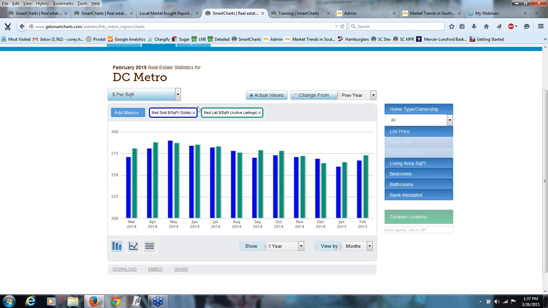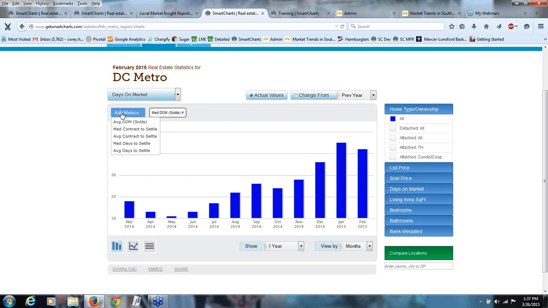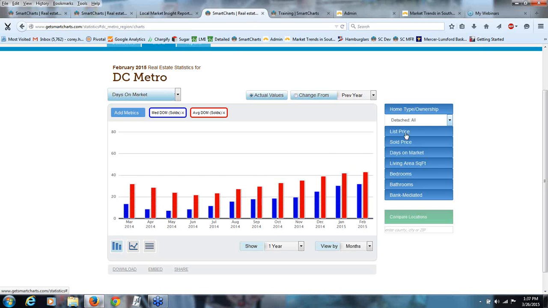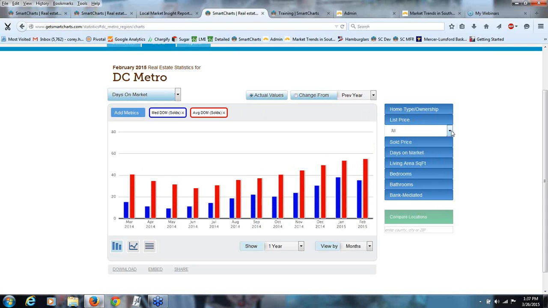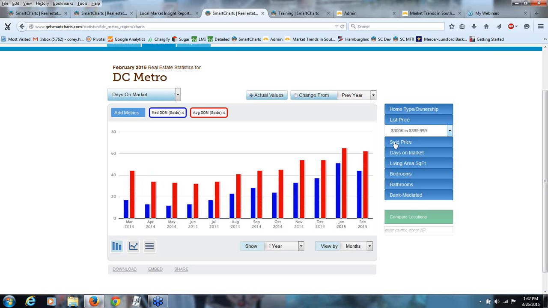But I can switch this over. Like if I'm looking at median days on market, and let's say that I have median days on market and average days on market turned on, for whatever reason. So the median's 42 days, the average is 67 days for all homes. I can't chart what this looks like for townhouses versus detached homes. But what I can do is pick a particular home type, for detached all. I can switch this to look at median days on market by list price range and pick one particular list price range at a time.